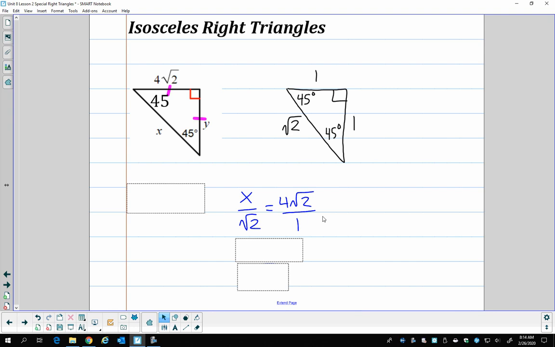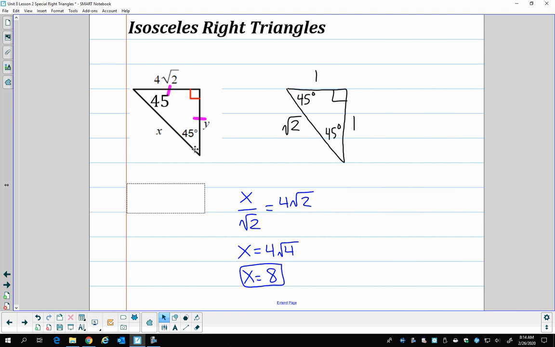And now I just have a proportion to solve. This divided by 1 isn't necessary anymore because dividing by 1 just keeps something the same. And so to solve this, I multiply both sides by root 2. I can multiply that root 2 with this one and get root 4. Root 4 is just 2, and so I get 2 times 4, which is 8. So the hypotenuse here is 8.